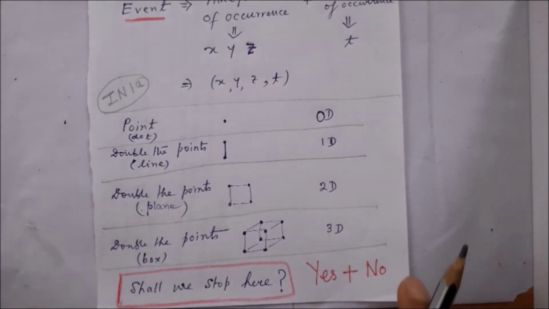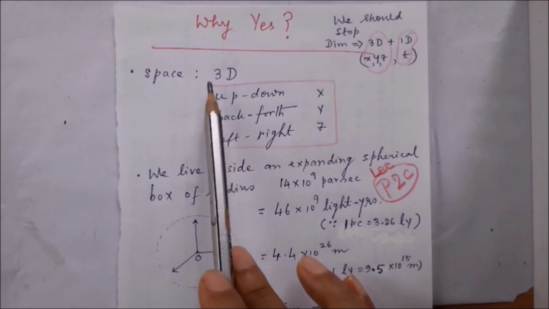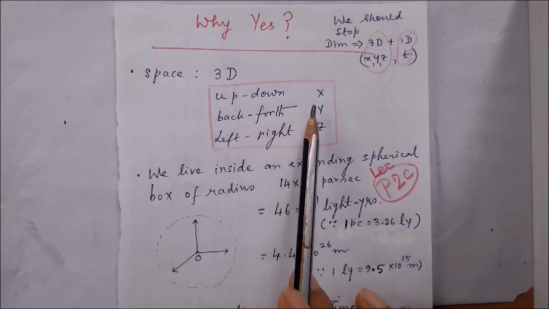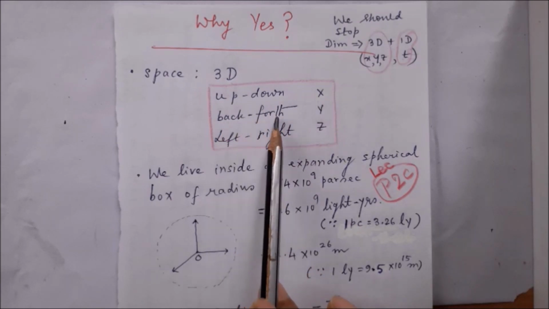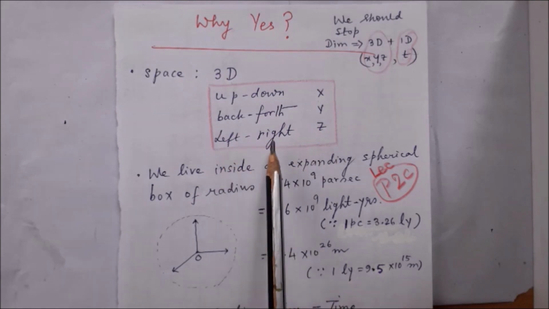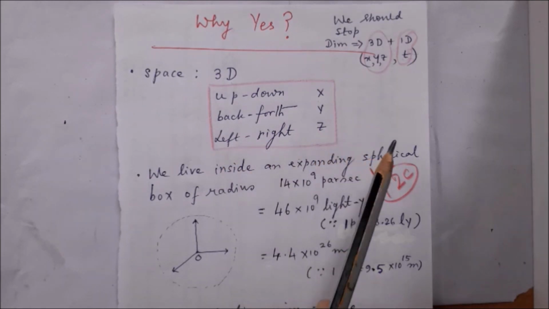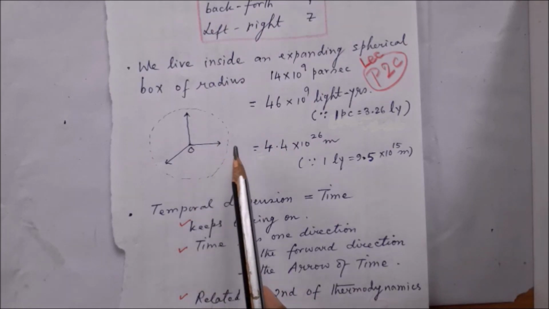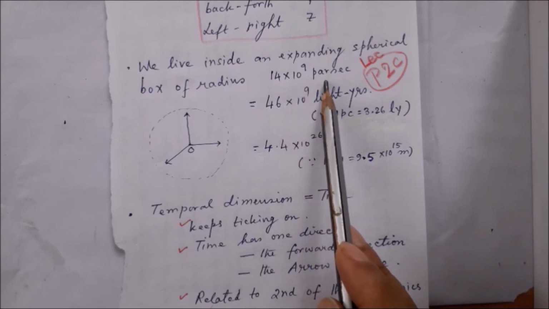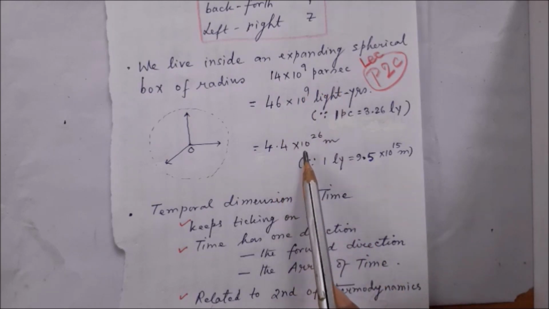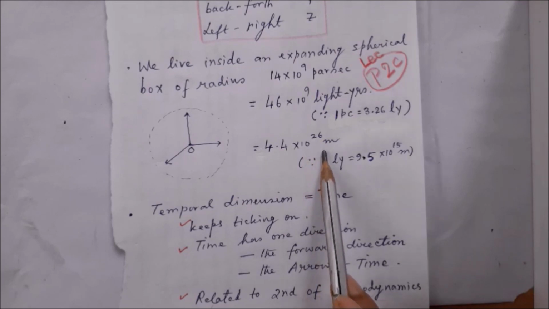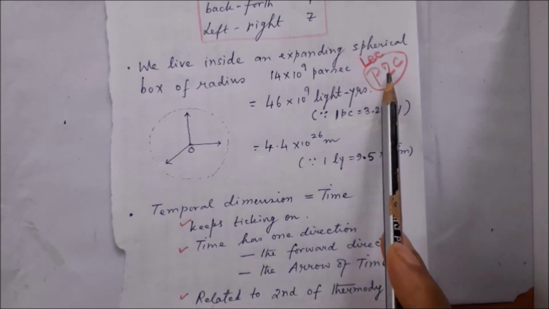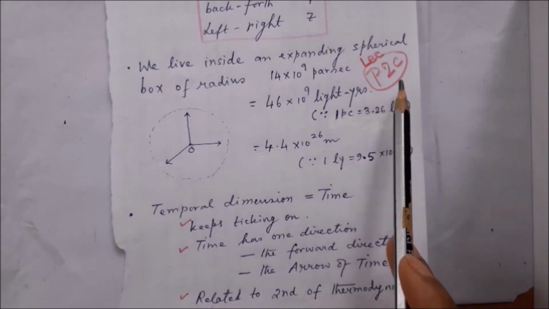Now if yes, why? We have shown that space is 3D, having three directions: up and down, denoted by x, back and forth denoted by y, left and right denoted by z. Our universe is an expanding spherical volume of radius 14 into 10 to the power 9 parsec, or 4.4 into 10 to the power 26 meters. The interrelations were discussed in lecture P2C in the particle physics series.